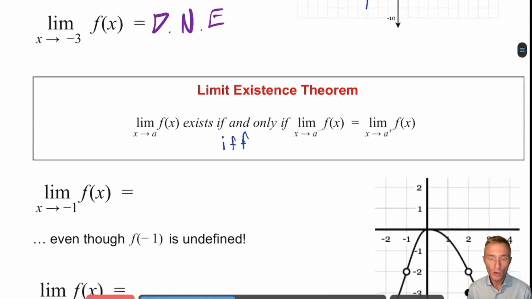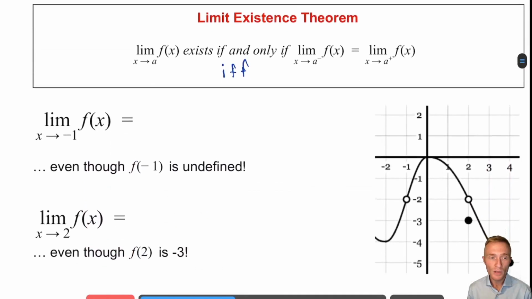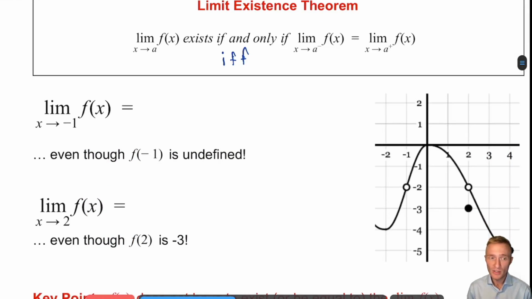Let's say we have this function here on the right, and I ask you what the limit is of f of x as x approaches negative 1. So I draw my dashed line, and I look at what's happening at negative 1.